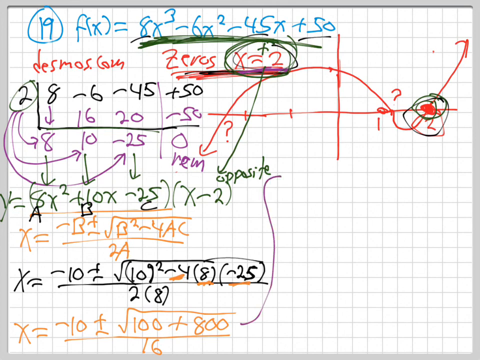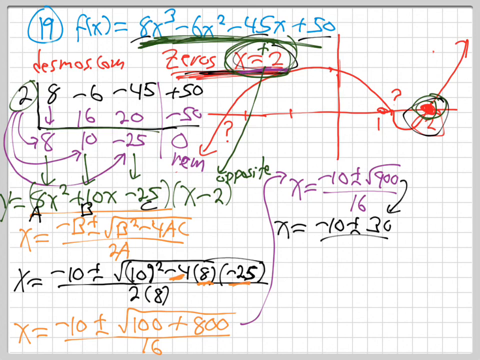And coming up here, what do we got? Negative 10 plus or minus the square root of 900. 100 plus 800 is 900. And then we get negative 10 plus or minus, that's 30. If you take the square root of 900 on your calculator, you get 30. And so what that means, x, is I'm going to do the two options now. Negative 10 plus 30 over 6, or negative 10 minus 30 over 6.